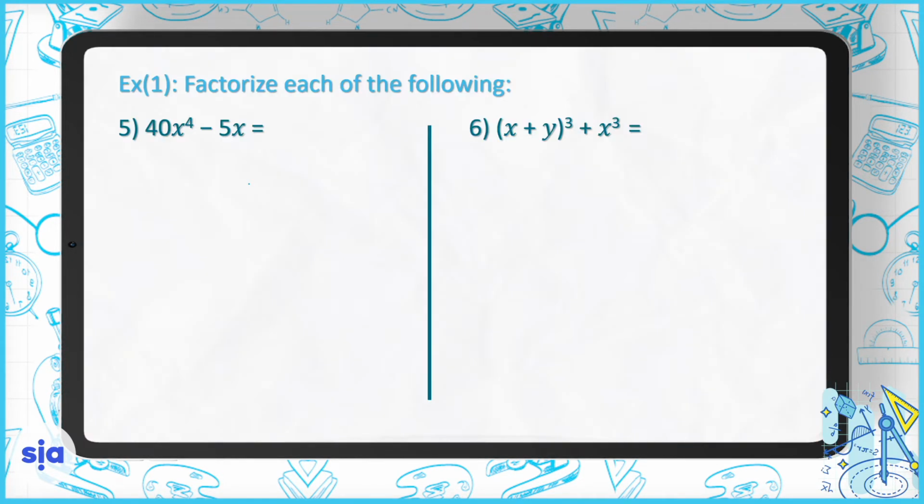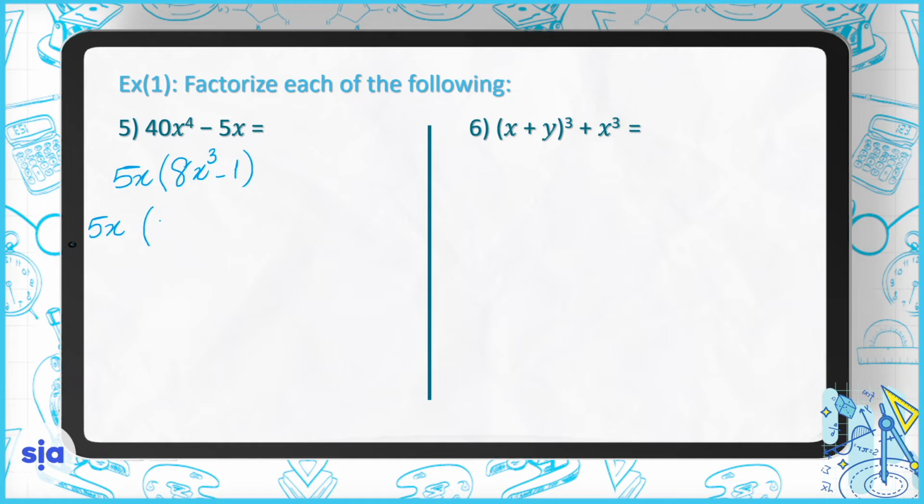In question 5, as I always remind you, whenever the question is asking me to factorize, I need first to check if there's an HCF or not. If there's an HCF, I need to factorize using the HCF first and then see if there is further factorization or not. For question 5, there is an HCF, which is 5x. So we'll take the 5x here. If we divide, this will be 8x power 3 minus 1. Leave the 5x as it is and then factorize this cube binomial.